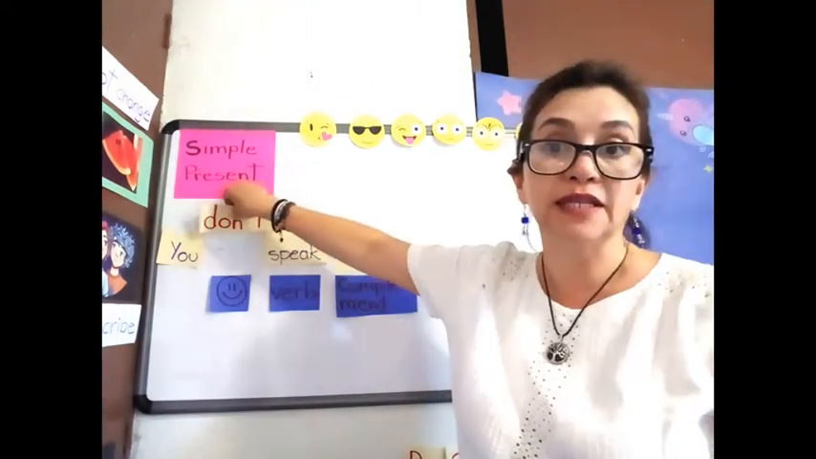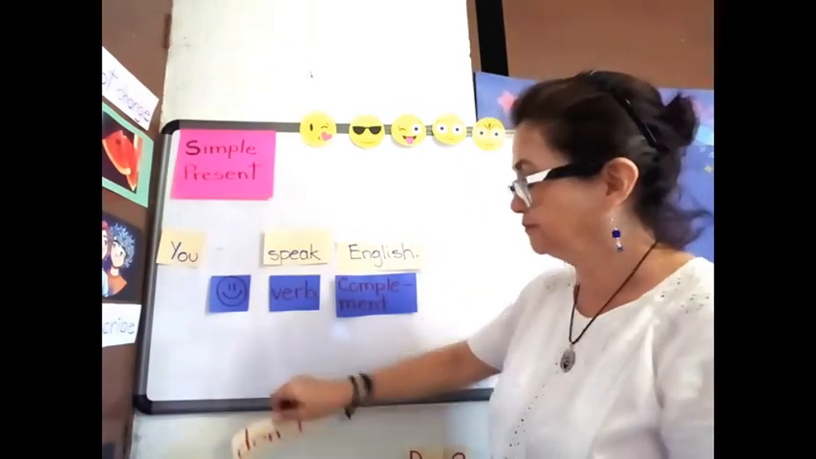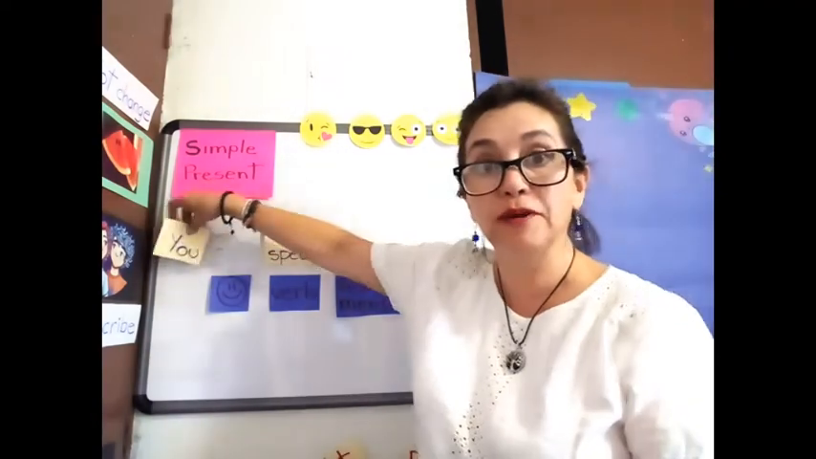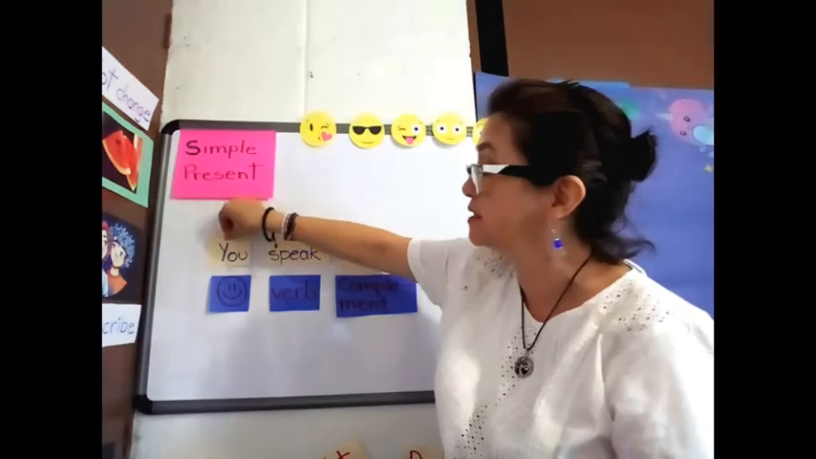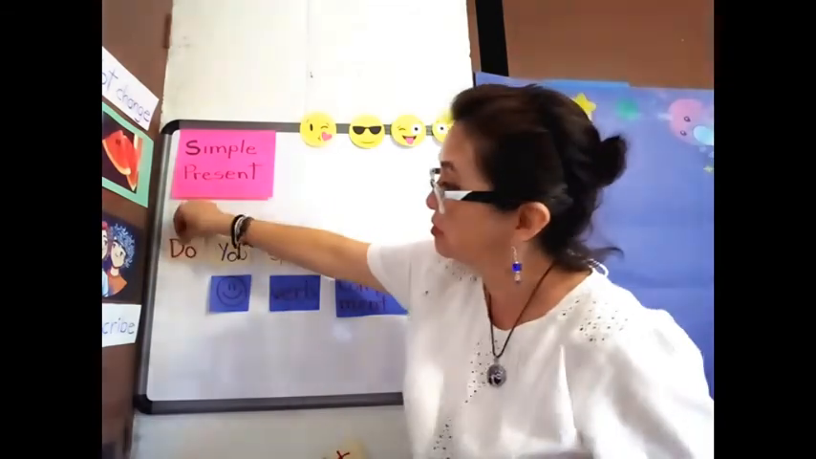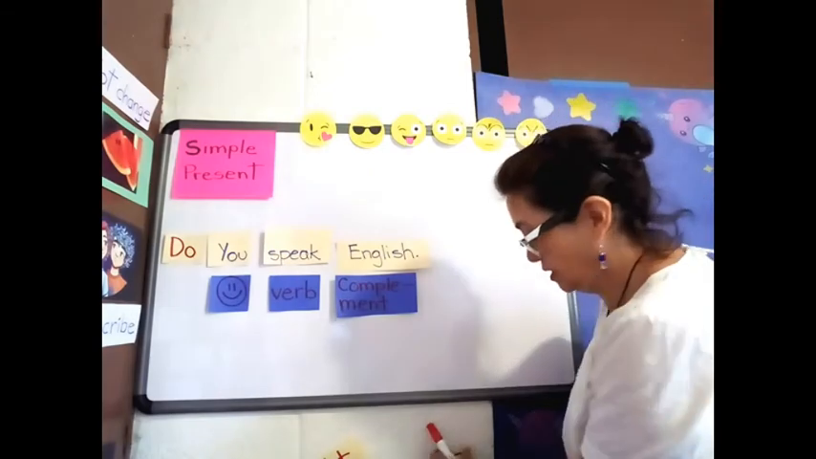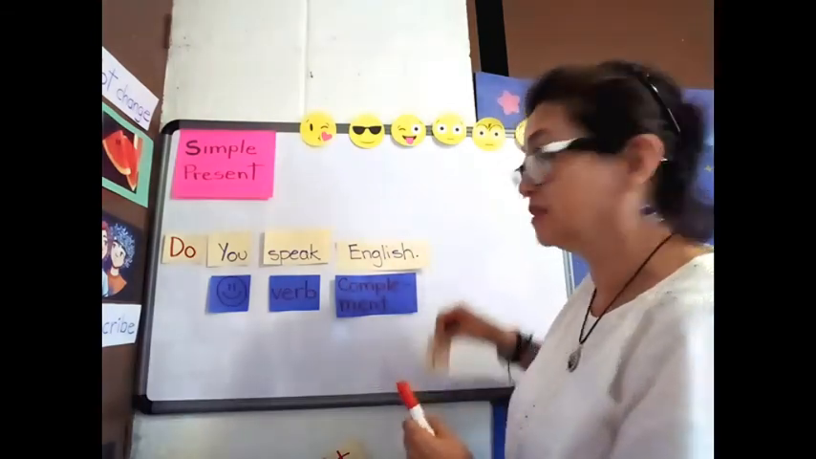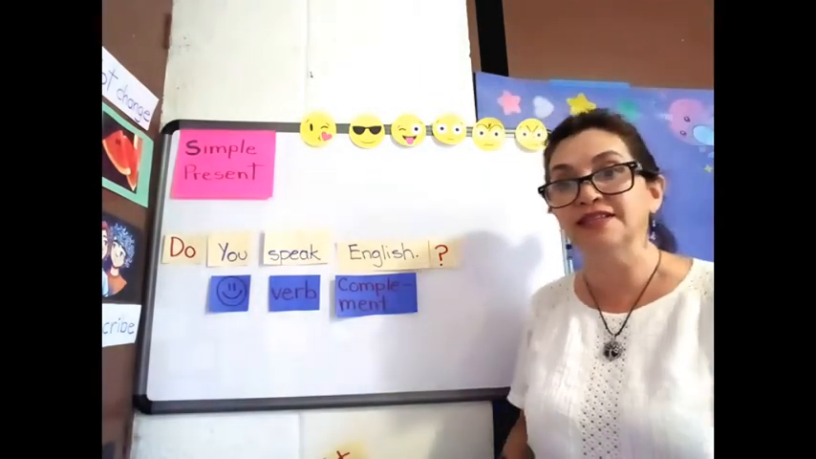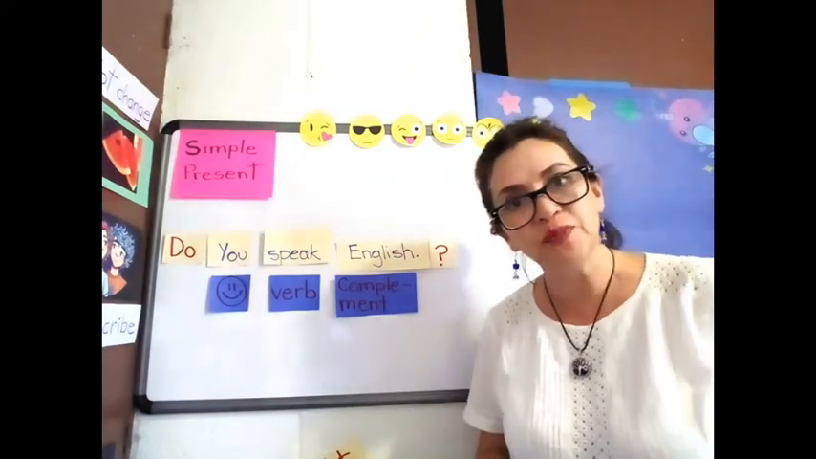How can we make this sentence into a question, an interrogative sentence? We simply add the auxiliary verb do at the beginning of the sentence, like this. Do you speak English? And of course, we have to add at the end a question mark. Now let's read the sentence again. The question is, do you speak English?